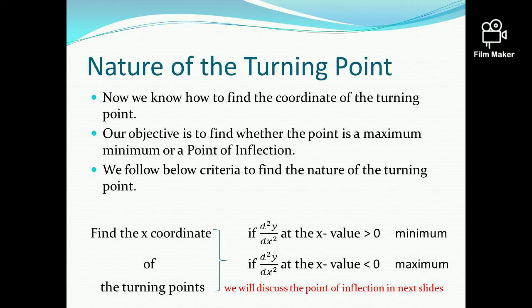When you substitute that value into the second differentiation, if you get a positive answer, that means it has a minimum value. If you get a negative answer, that means it is a maximum point. Remember that this is a little bit different from certain theories we learned in our previous topics. If the second differentiation value is positive, remember that it's a minimum. If the second differentiation answer is negative, that is a maximum point. You have to understand this clearly.